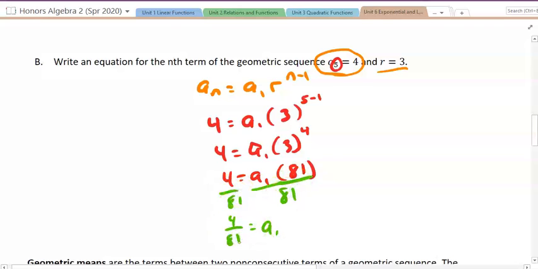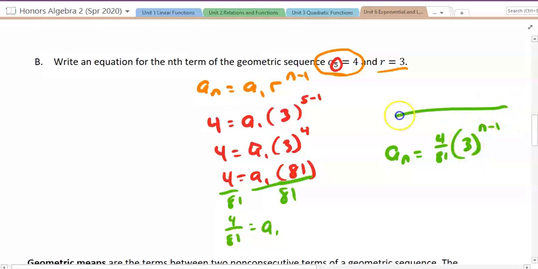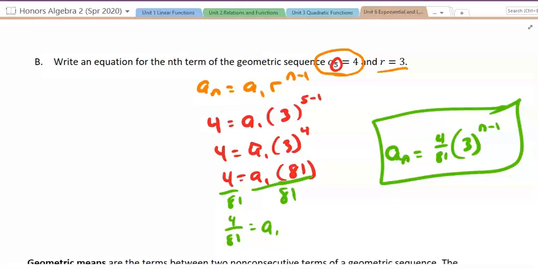That doesn't reduce. And so this now will allow me to write the equation for any nth term. And so a sub n is equal to 4/81 times 3 to the n minus 1. This is our final answer for this problem. So again, understand what information you're given and work through the problem.